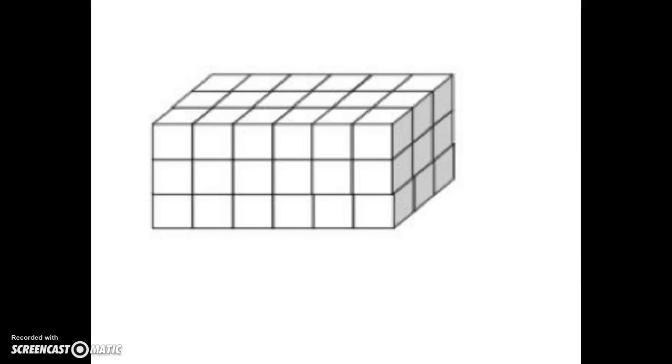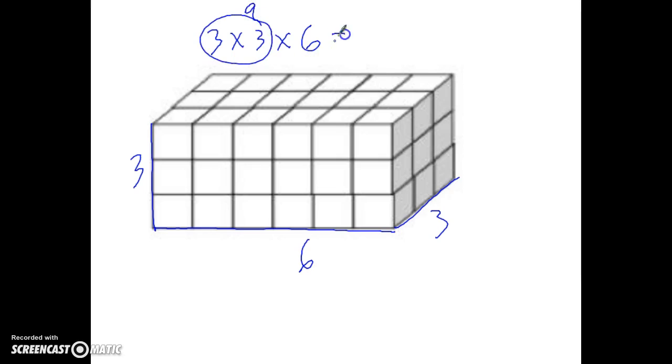Here we go again. First, try out the height. 1, 2, 3 cubes. Come across the bottom. 1, 2, 3, 4, 5, 6. And across the bottom part there. 1, 2, 3. We got length, height, and width. I'm going to go in this order because I usually like to multiply the two lower numbers together first. 3 times 3 is 9. 9 times 6 gets me to 54. 54 cubic units.